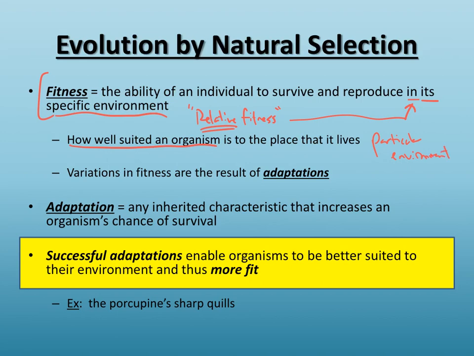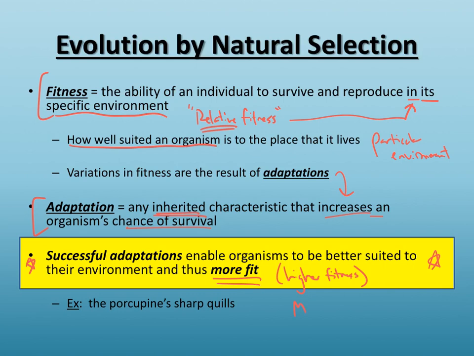Now, fitness is affected by adaptation. Adaptation, Darwin tells us, is an inherited characteristic. And a successful adaptation would be one that increases your chance of survival. We can change, right? We can adapt. But to successfully adapt means that we change in a way that makes us better at surviving. And so, in other words, here again, yellow box is important. Successful adaptations lead to what we would call higher fitness. Now, anybody want to guess where adaptations come from?